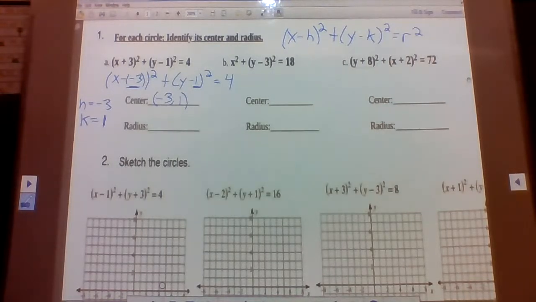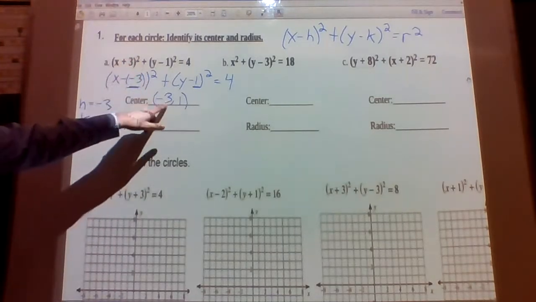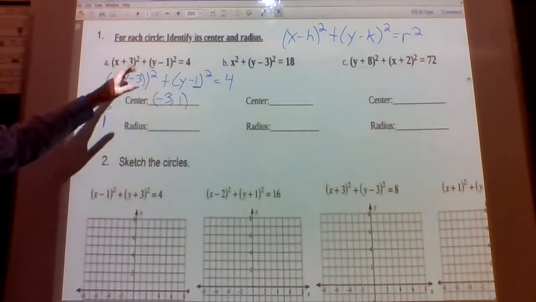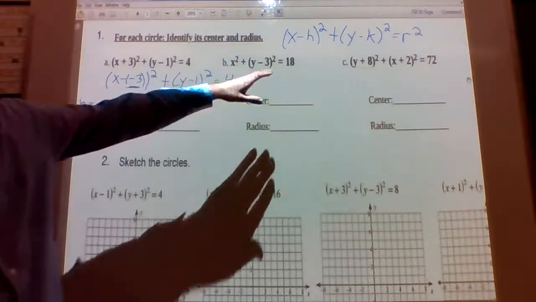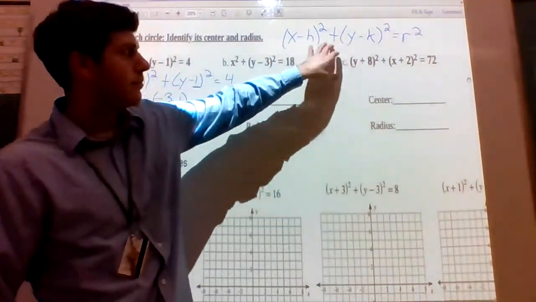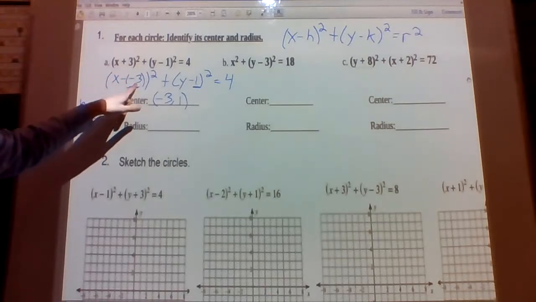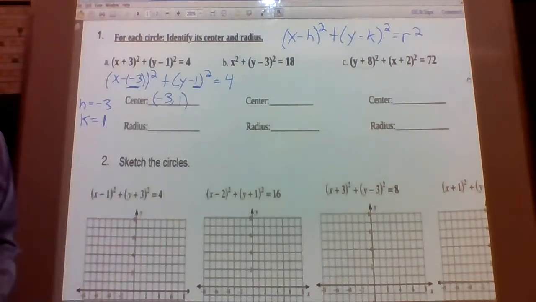The easy way to do it is just flip the sign. This is a +3, so it becomes a -3. It's a -1, so it becomes a +1. If you're just flipping the signs, that's going to work, but you don't understand what's actually going on. If you want to understand what's actually going on here, we need to put it in the form of x minus h. So x plus 3 is the same as x minus a -3. So h is -3, k is 1. That was the center of our circle.